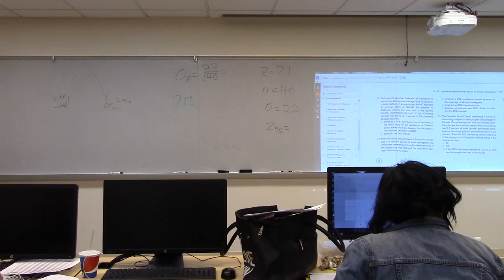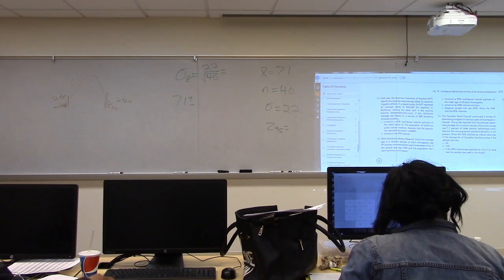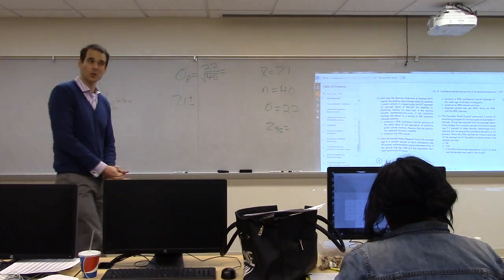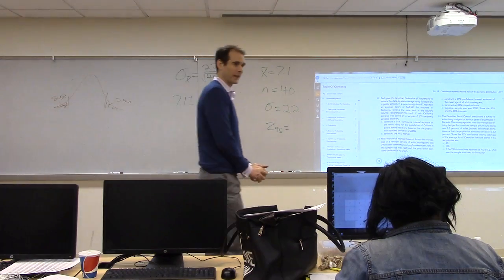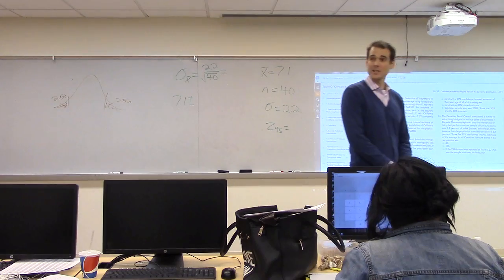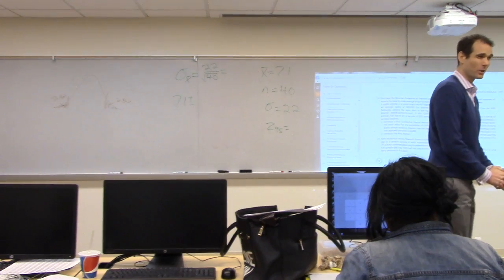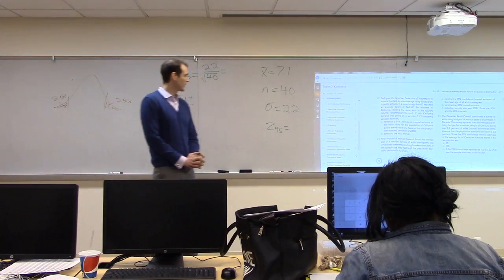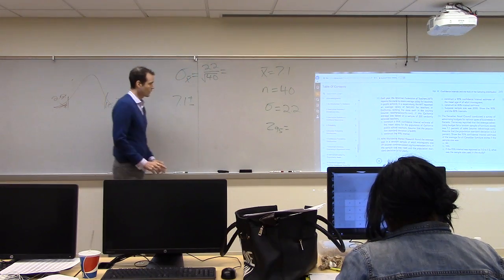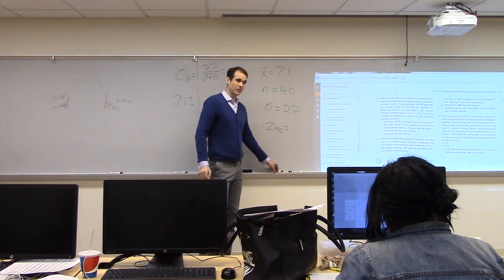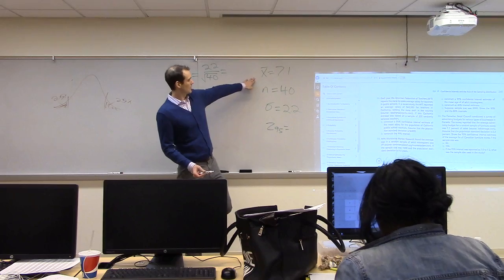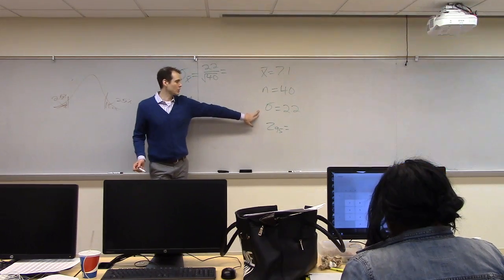Alright, should we do this one? Let's do it. In this case, we want to know the average advertising budget of a furniture store. Maybe we sell advertising to furniture stores. We take a sample of 40 furniture stores. We find the average advertising budget, our sample mean, is 7.1. We happen to know the population standard deviation is 2.2.